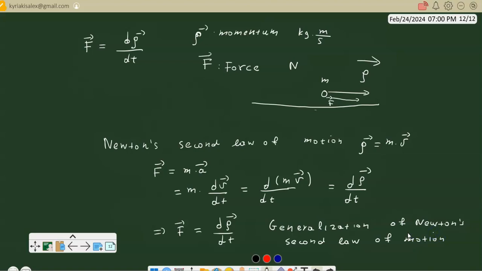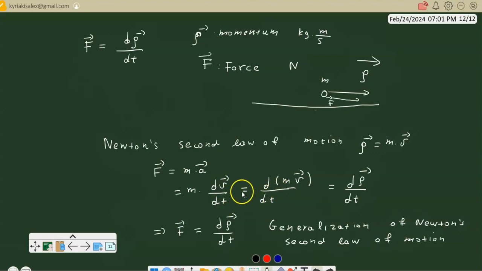Again, let's explain a little bit from scratch. We have that the force is the rate of change of the momentum with respect to time. So imagine that you have an object, it moves towards this direction, and this is its momentum, and this is the force looking at the same direction as the vector of the momentum. We take Newton's second law of motion, which is F equals the product of mass times acceleration. The acceleration is the first derivative of the velocity with respect to time.